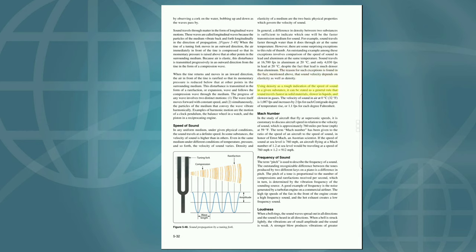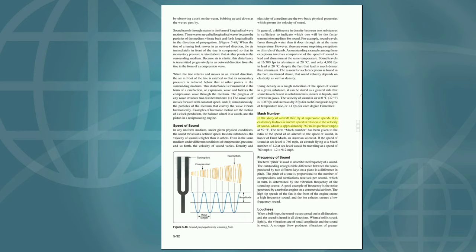Using density as a rough indication of the speed of sound in a given substance, it can be stated as a general rule that sound travels fastest in solid materials, slower in liquids, and slowest in gases. The velocity of sound in air at 0 degrees Celsius, 32 degrees Fahrenheit, is 1087 FPS and increases by 2 FPS for each centigrade degree of temperature rise, or 1.1 FPS for each degree Fahrenheit.